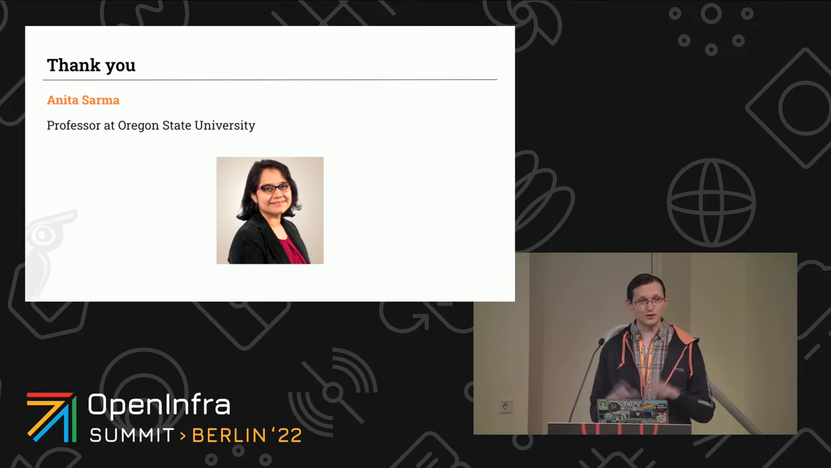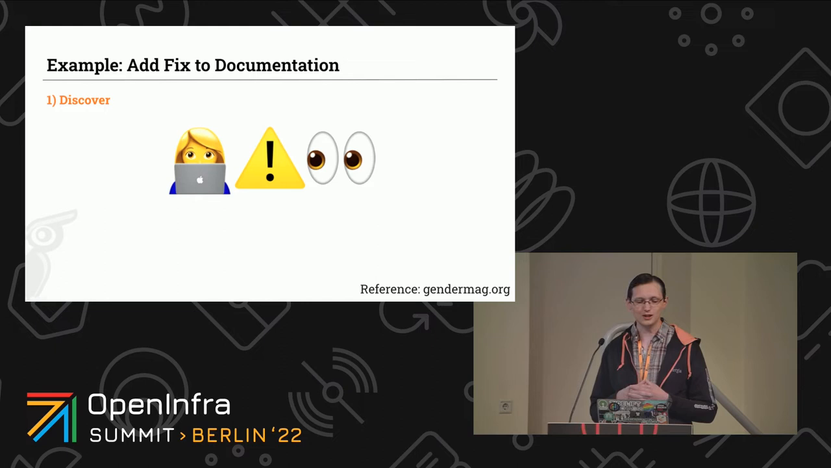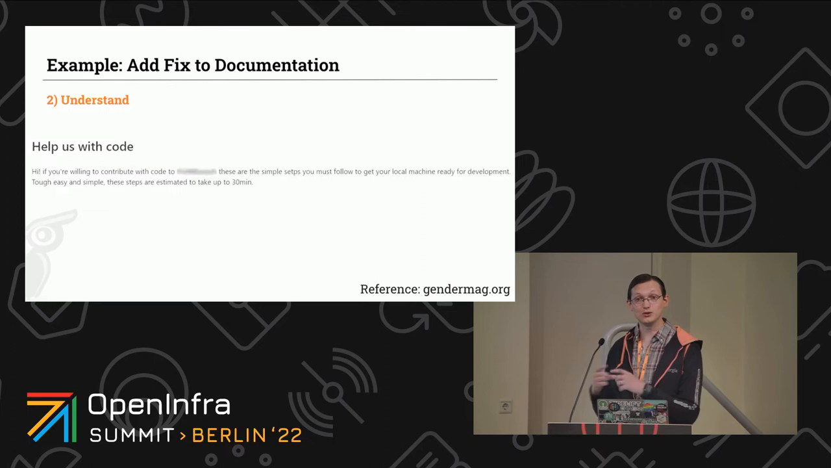So let's start with an example, so you understand what we are talking about. Let's say we have someone who comes to our community and discovers a typo or something in the documentation, and they say, I know how to fix this, I know what it should be, but how do I go about actually fixing it? So they might come to our README, and the only blurb that they find for contributing to our project is to help us with code. It describes in one sentence that there's a 30-minute process for contributing anything. Is that really an investment that I would want to make if I just want to update the documentation and make a fix there?